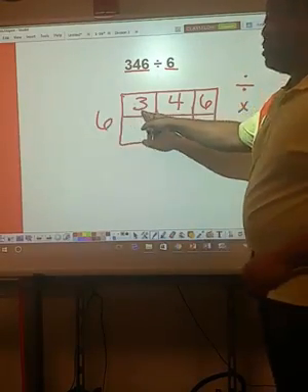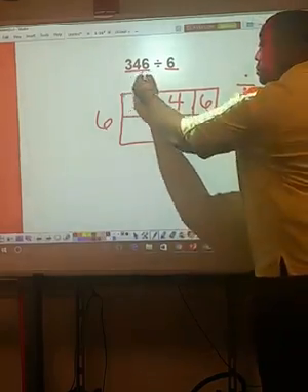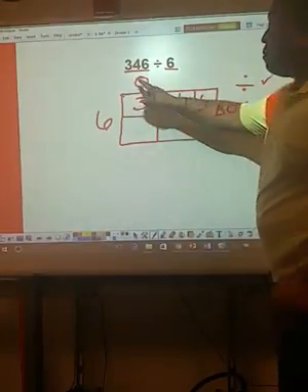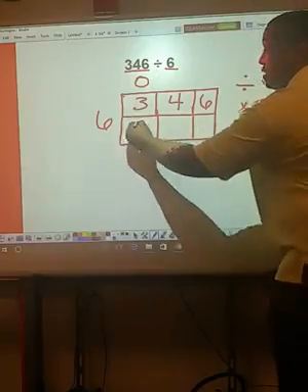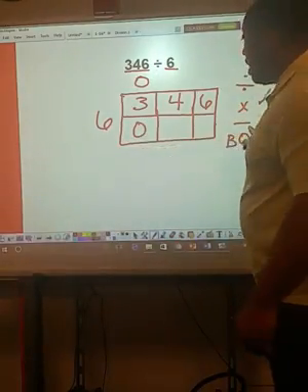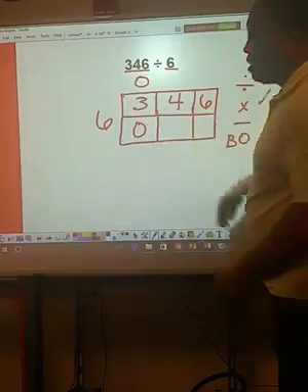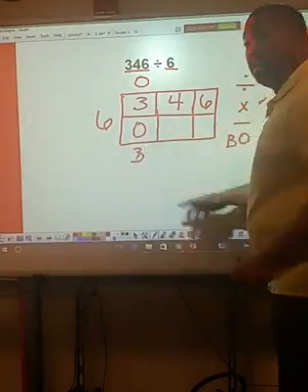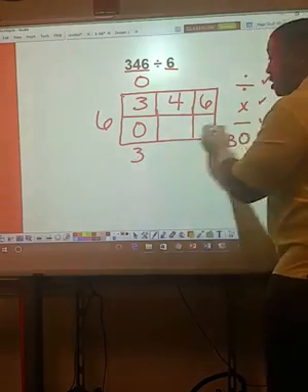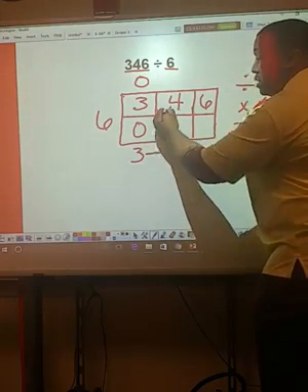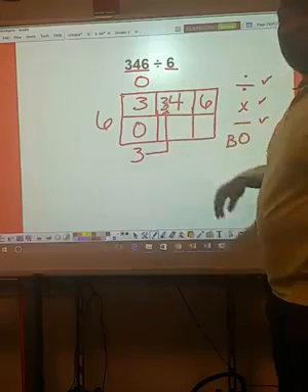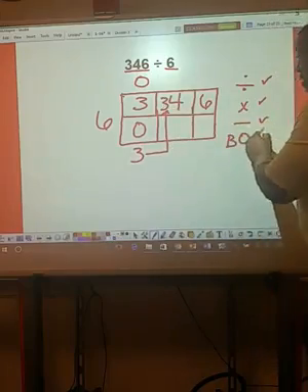So we go through our same process. Can 6 go into 3? No, it can't, so we put a 0. Then we multiply 0 times 6, which gives us 0. Then we subtract 0 from 3, and you are left with 3. Every time you have something down at the bottom, you simply bring it over to the next number. So now that 4 becomes 34, and we go through the same process again.